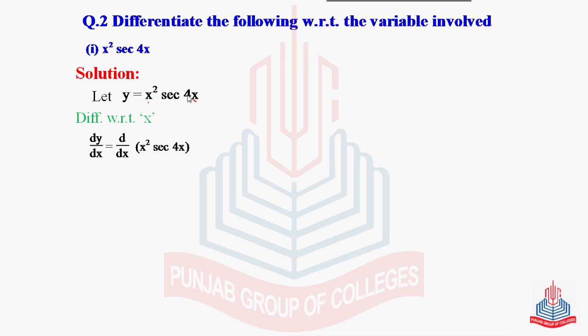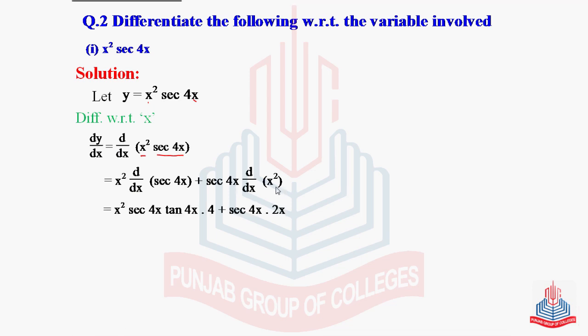Now the left hand side will become dy by dx, and the derivative will apply on the right hand side, that is x square secant 4x. By applying differentiation, here we will use the product rule, as there are two functions, one is x square and the other is secant 4x. So when we apply the derivative, x square will be as it is and the derivative will apply on the second function, which is secant 4x, and then secant 4x as it is and the derivative will apply on x square.